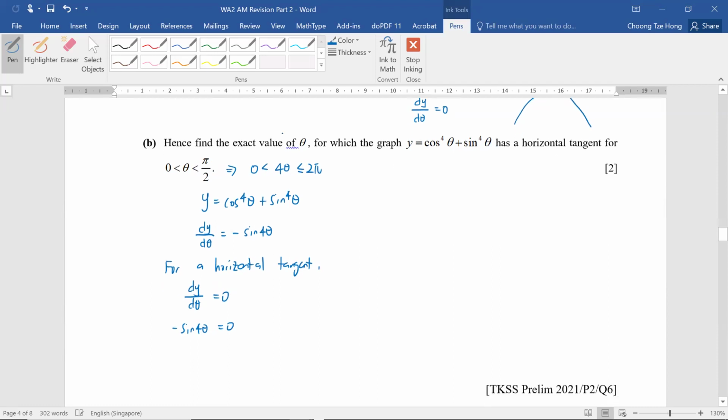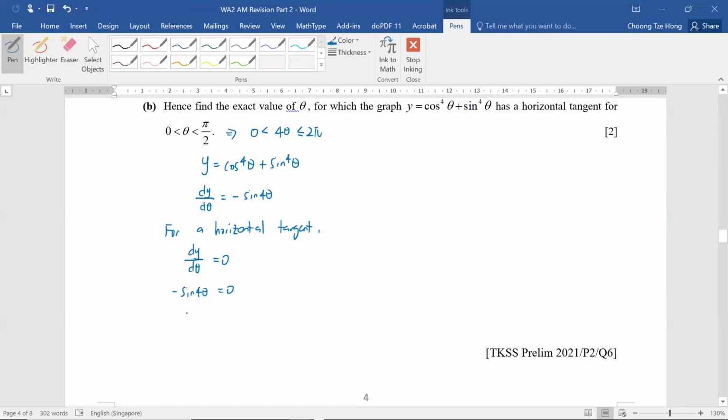Okay, so if negative sine 4 theta is 0, that also means that sine 4 theta is 0. Okay, so we ask ourselves, sine what angle will give you 0? Okay, so we know that for the sine curve, it looks like this, right? Okay, so to get 0, there will be 3 angles, 0, pi, and 2 pi.